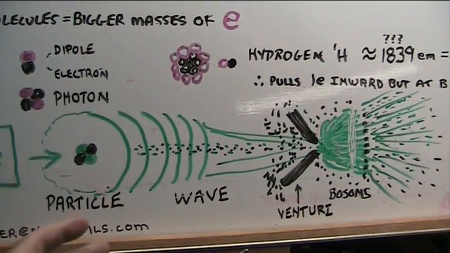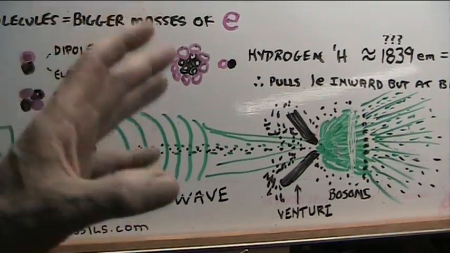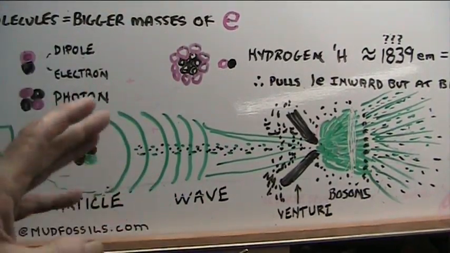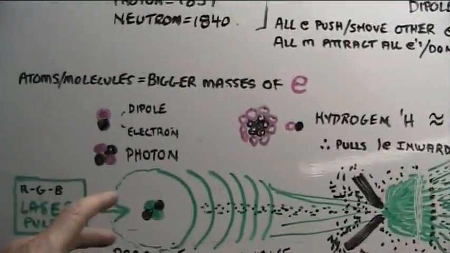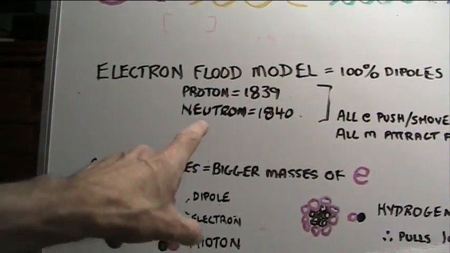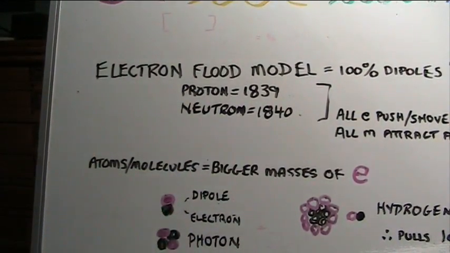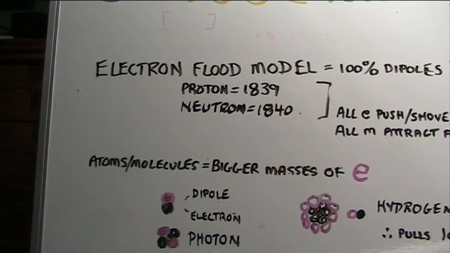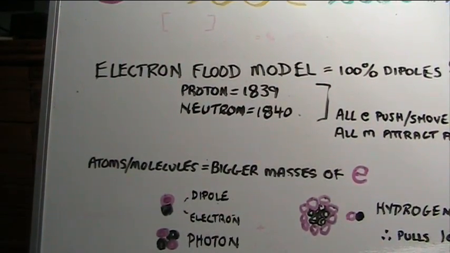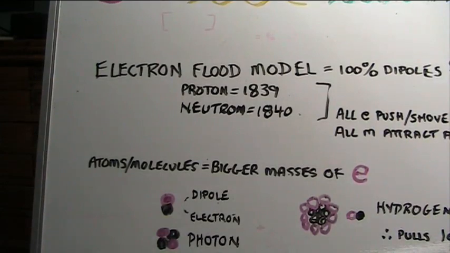Because I'm telling you right now, electron flood theory, which is my electron flood theory right there. That's it. That covers everything. And that's the only way we're going to get out of this problem we're having with burning fossil fuels. I'm telling you right now, we are in big trouble.